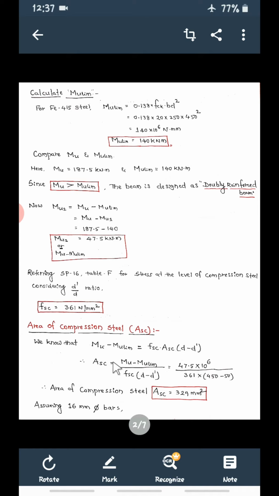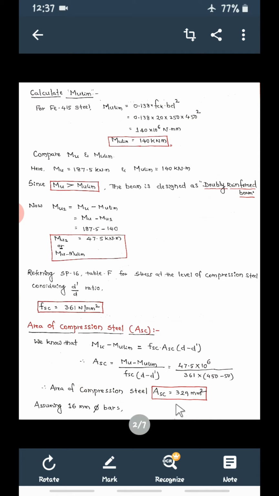So substitute all the values. Therefore what we want is ASC. So ASC is equal to Mu minus Mu limit divided by FSC into D minus D dash. Mu minus Mu limit, we have calculated, it is 47.5 kilonewton meter. Convert this into Newton mm, multiply by 10 to the power of 6, divided by 361 Newton per mm square into D, effective depth, minus effective cover. So area of compression steel is 329 mm square.